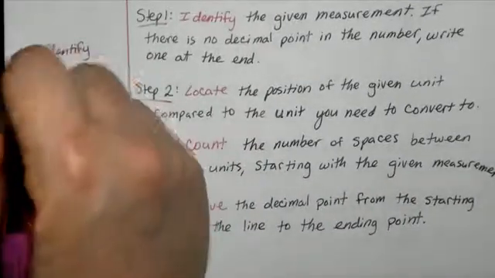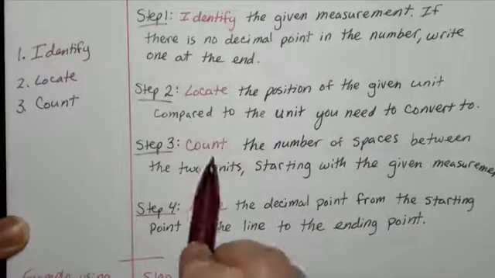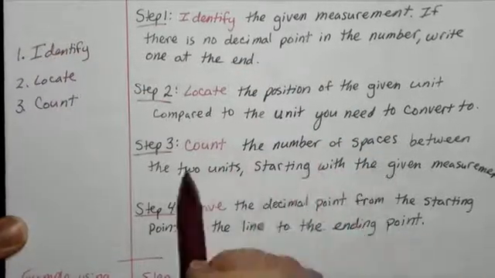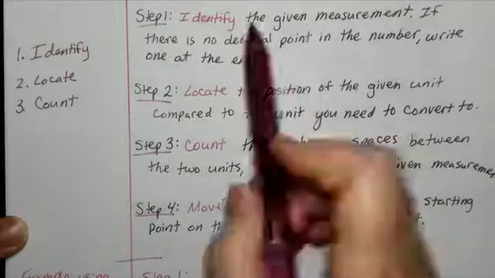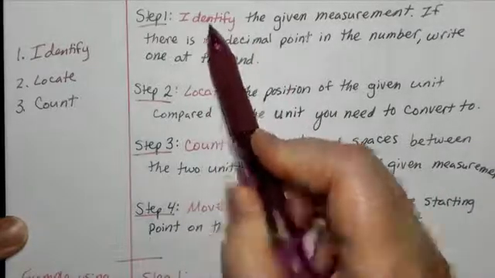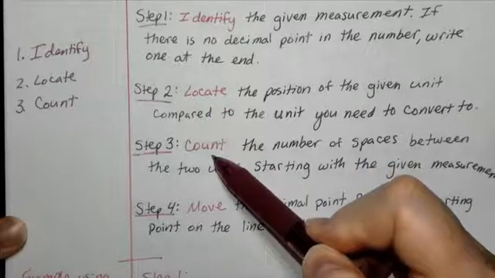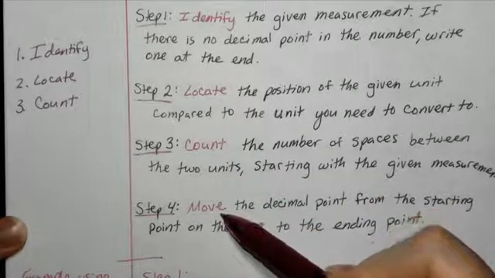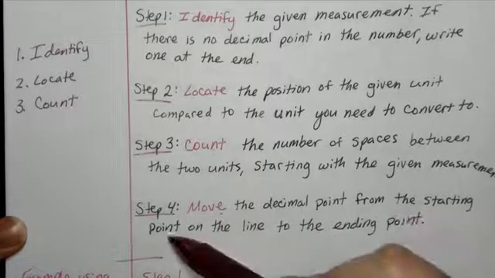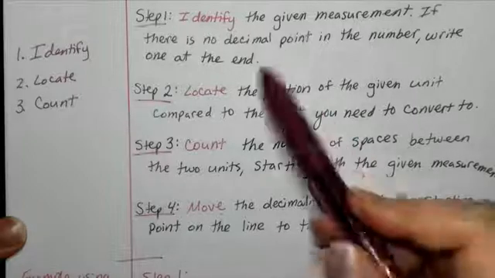Step 3 is to count. We're going to count the number of spaces between both units, starting with our given measurement. So figure out where we are, where we need to be, and how we get there. So first we plan it out. Last step is we move. We move the decimal point from the starting point on the line to the ending point.